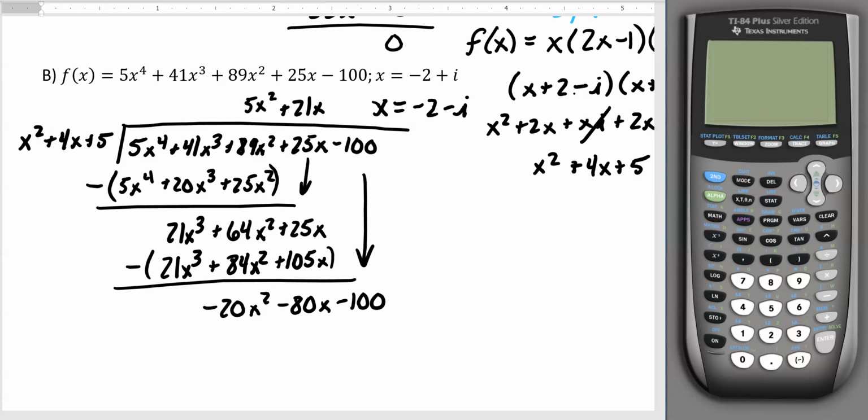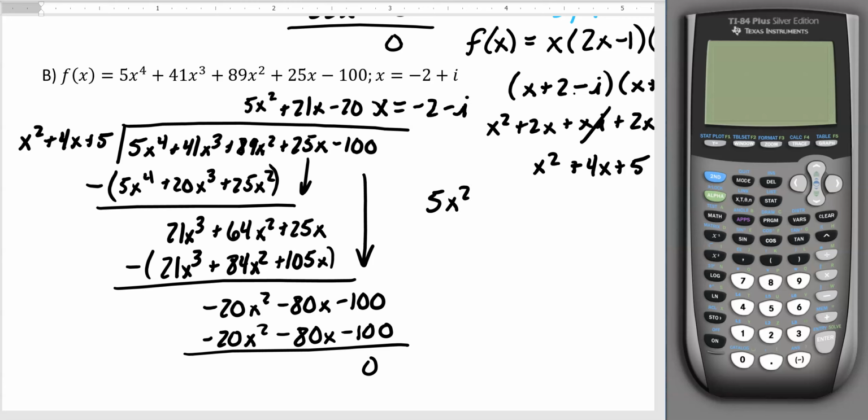So x squared times what gives me negative 20x squared? That'd be negative 20. All right, and sure enough, when I multiply this out, this is going to work out nicely, right? I get my remainder of 0, which tells me I'm on the right path. Everything is a factor here. So that leaves me with the quadratic in this case, 5x squared plus 21x minus 20. So that's the new thing I need to solve here.